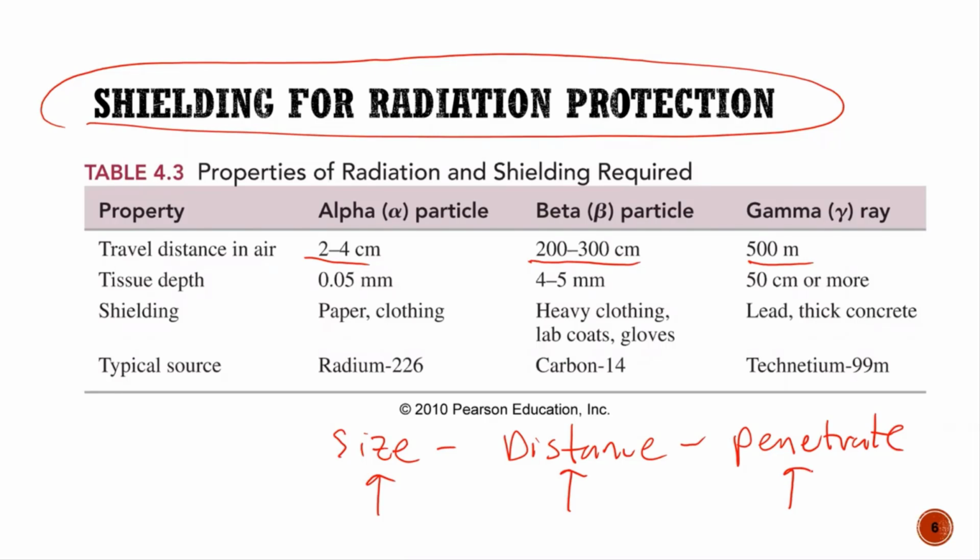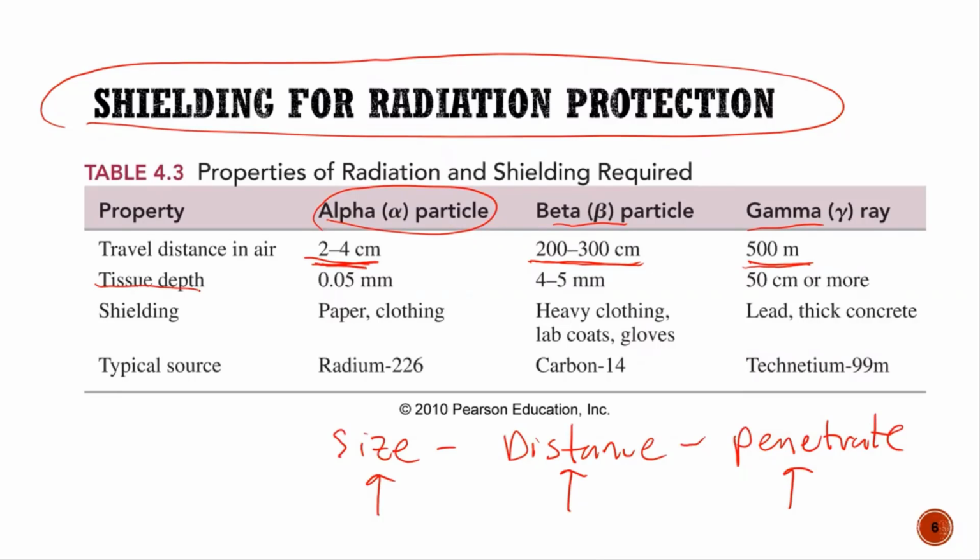So the alpha particle is the biggest, so it travels the least distance, only 2 to 4 centimeters. Beta particles are smaller, they can travel 2 to 300 centimeters. Gamma particles are extremely short in wavelength, they can travel 500 meters. So again, the size dictates the distance of travel. The bigger it is, the less it travels.